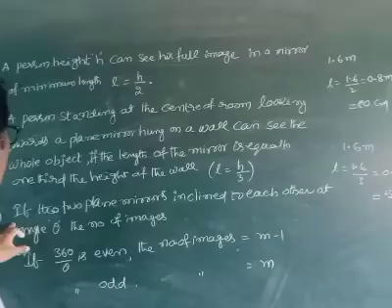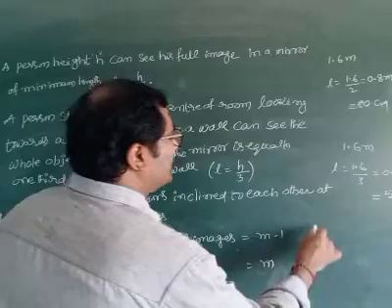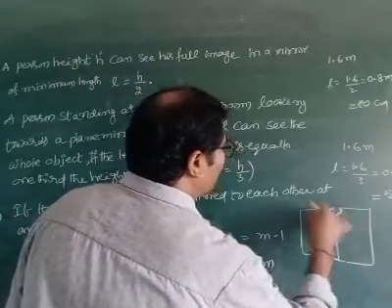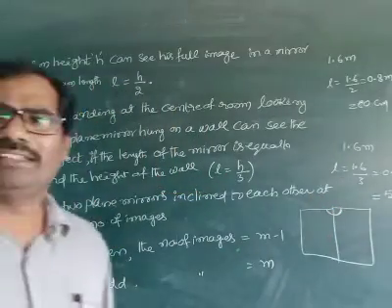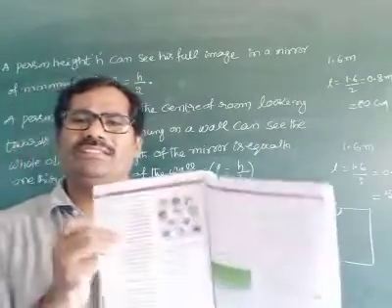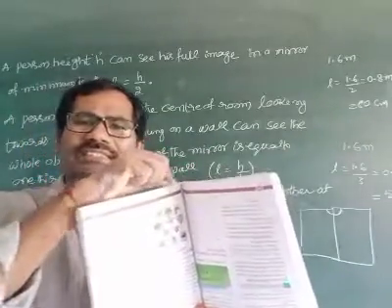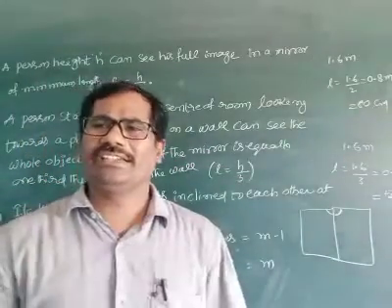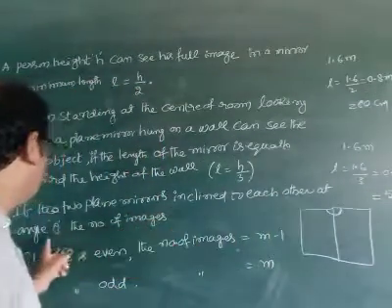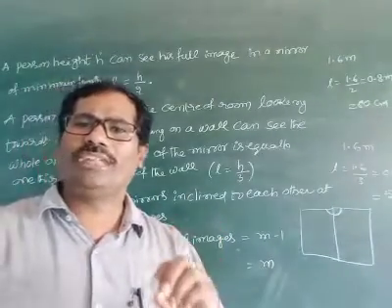Okay, next one. If two plane mirrors are inclined to each other at an angle theta, it is one type of book type arrangement. These are the two mirrors, and the angle between them is theta. If the two plane mirrors are inclined to each other at the angle theta, what is the number of images? How many images are formed?